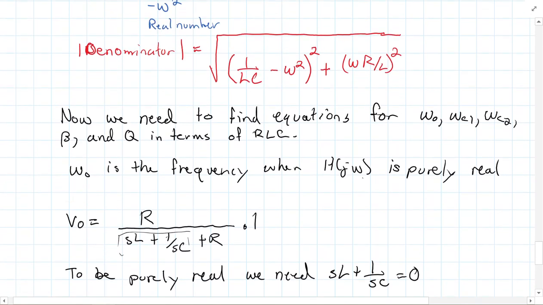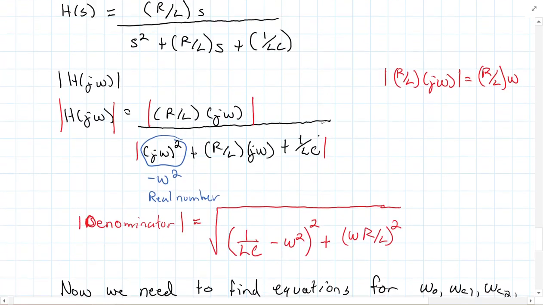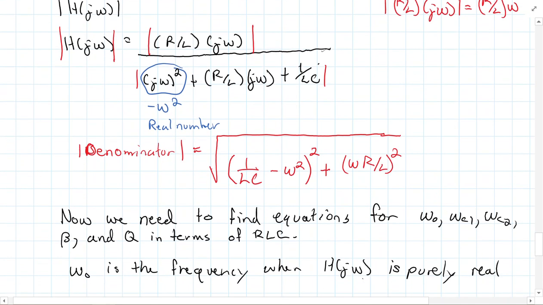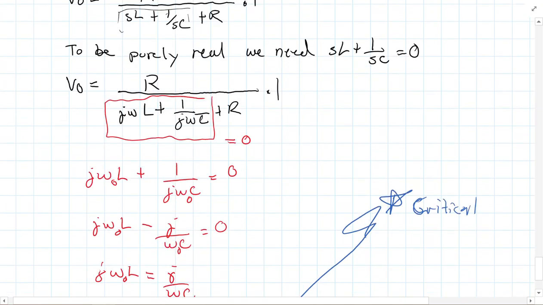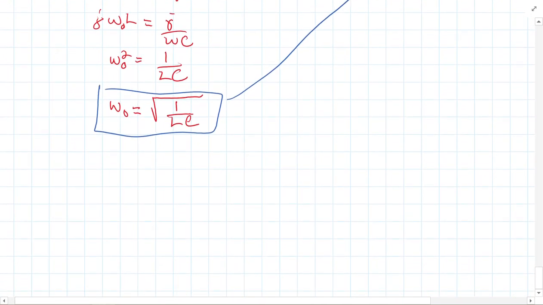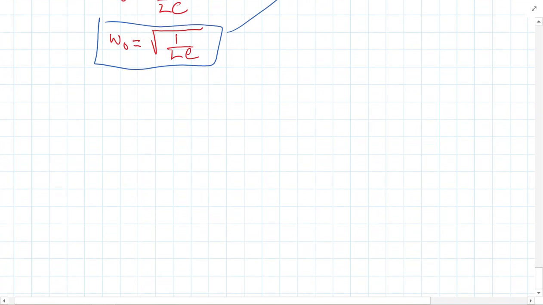Now if I look back at my transfer function, I've got 1 over LC here, so that's actually omega naught squared. Okay, well now we need to find the 3 dB points.